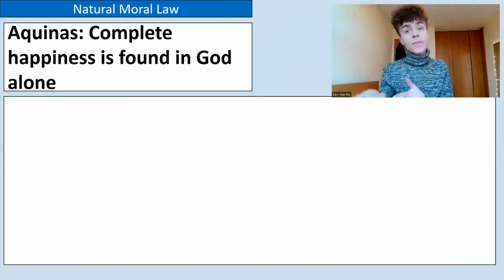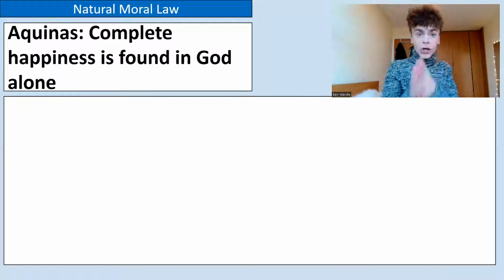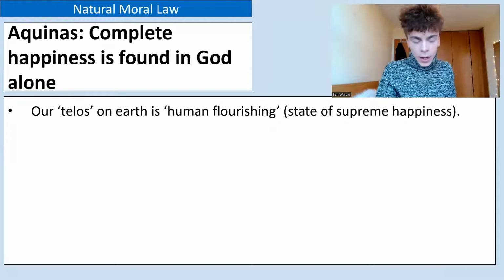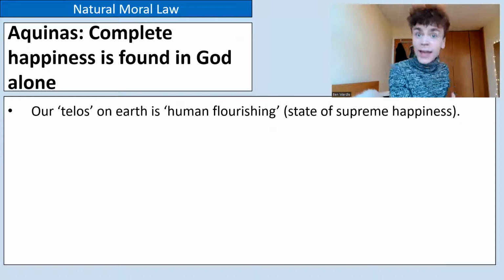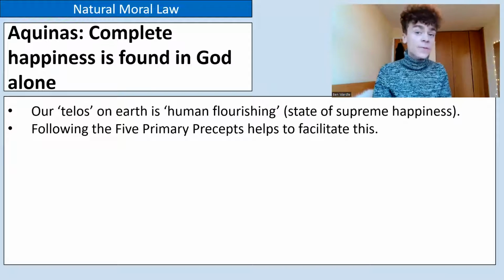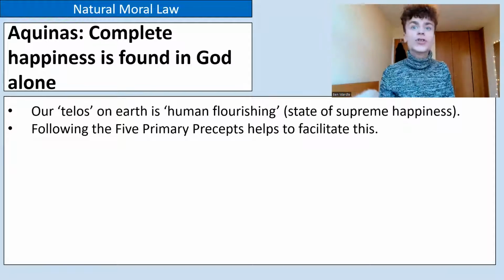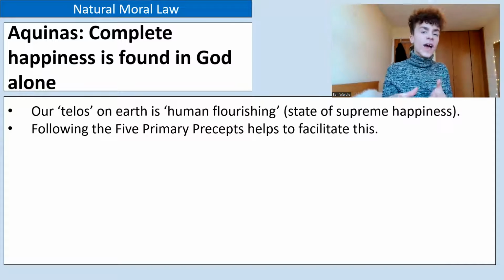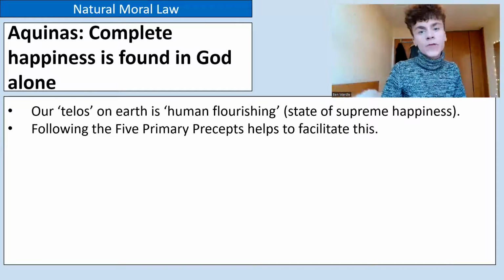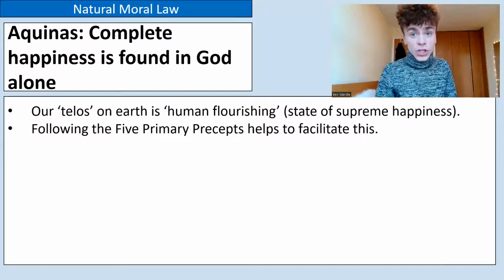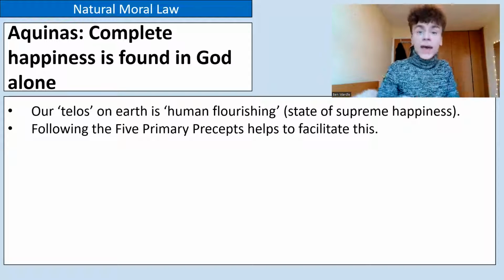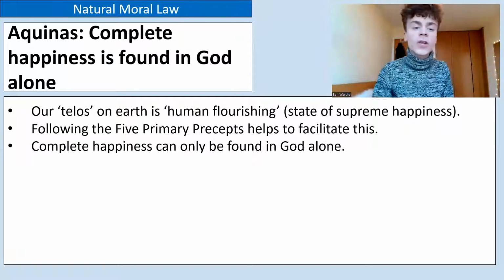And so he comes in the 13th century to this conclusion, that complete happiness is found in God alone. Aquinas says our telos on earth is human flourishing, which is something he's taken from Aristotle. It's a state of supreme happiness. He believed that following the 5 primary precepts that we'll talk about in a moment helps to do this. So he believes that by following the 5 primary precepts, you will be able to flourish because of what they command you to do, because of what they lead you to doing. That ultimately leads to your flourishing.